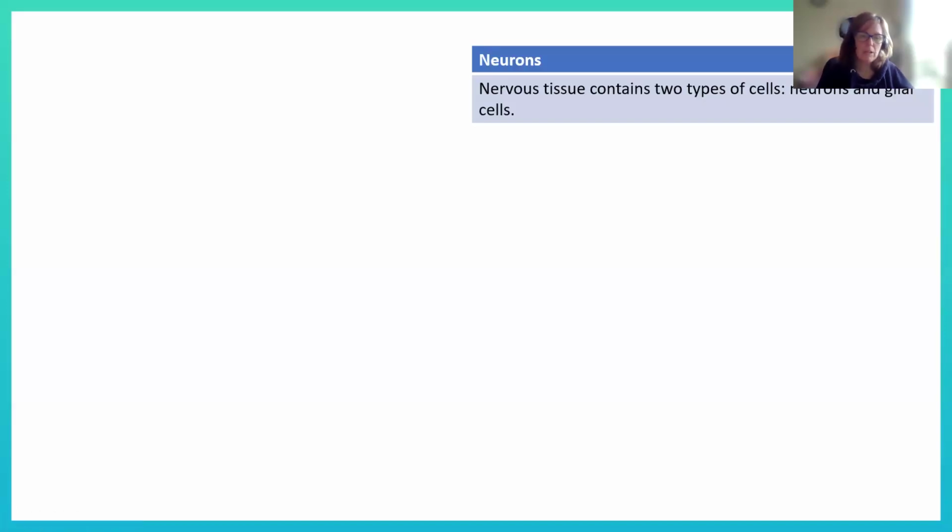One cell group we didn't get round to having a look at last session was neurons. We had a look at epithelium, we had a look at muscles, we had a look at connective tissue, and we need to have a look at neurons as well. So nervous tissue is not just neurons, it's nervous tissue we're going to consider, but we really focus on the neuron.